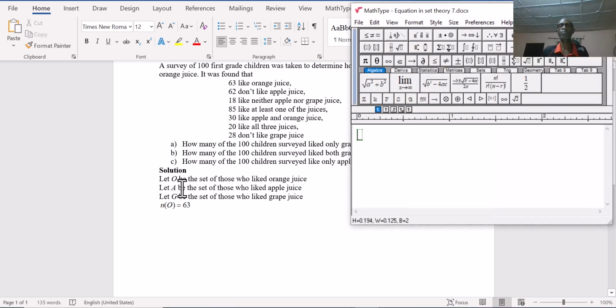Now the next one says 62 don't like apple juice. They don't like apple juice. That is A complement. Those who like apple juice is A. That means those who don't like apple will be A complement. So it's given as 62.